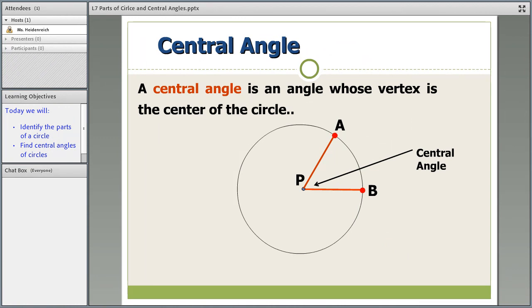So a central angle is an angle whose vertex, notice the point P is the vertex of this angle, must be at the center of a circle, and then the angle will be called a central angle. This angle is called angle APB, or you could call it angle BPA.